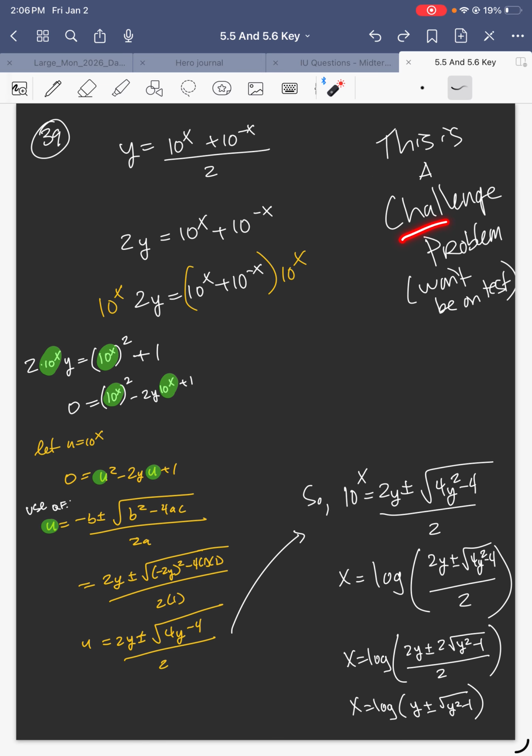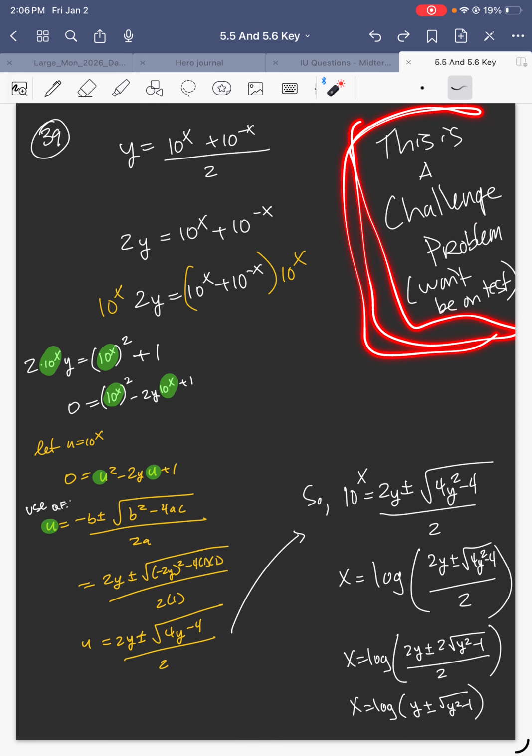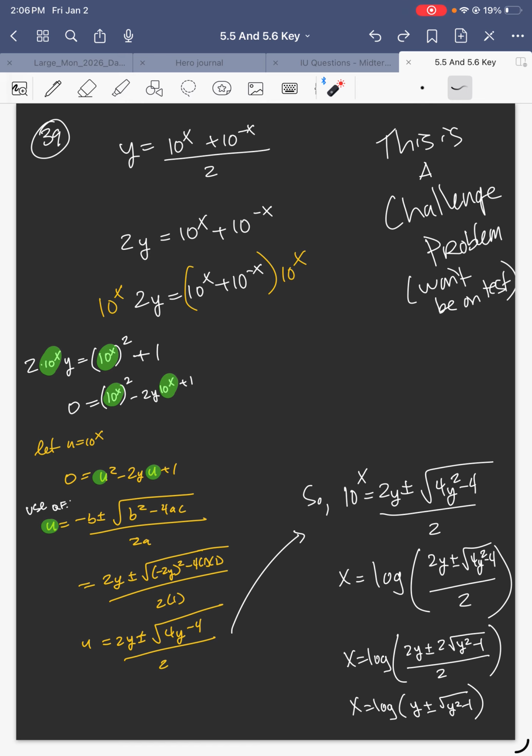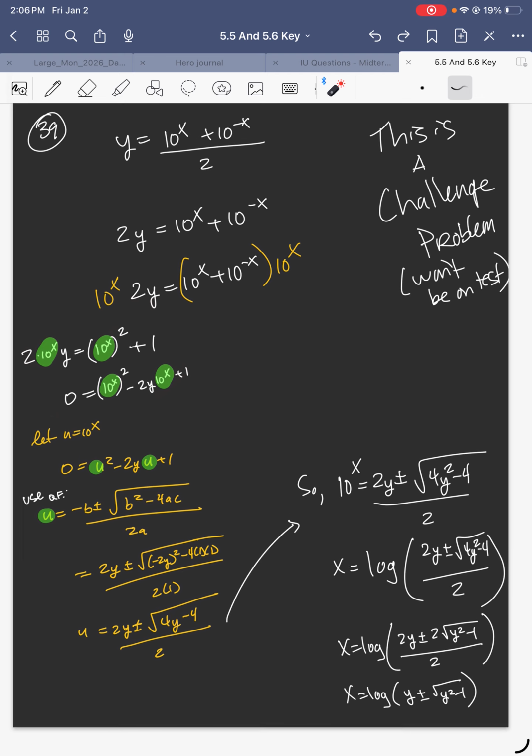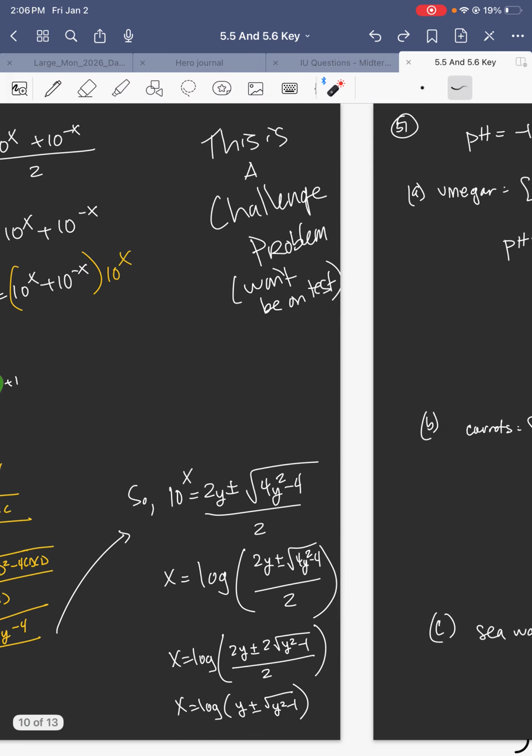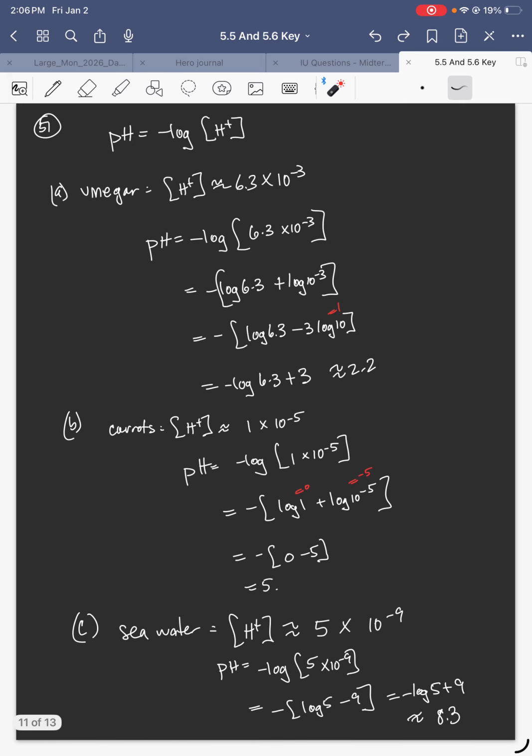That is a challenge problem. It would nowhere be anywhere near a test. But hopefully you see that this is pretty similar to one that we did earlier where we were trying to get it to be of the quadratic form. All right, pretty amazing.